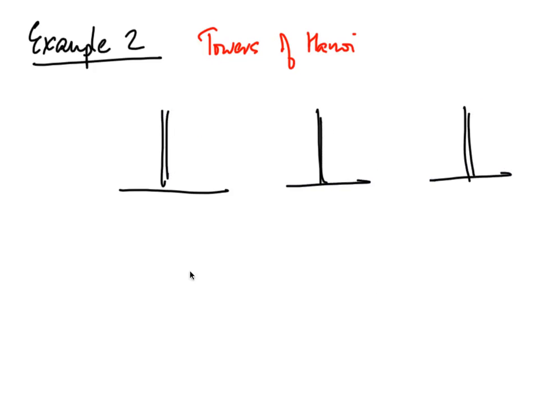So let us call these pegs 1, 2 and 3. Initially you have some collection of disks on one of these pegs, and each of these disks is of a different diameter and they are stacked up in descending order of diameter. The biggest one is at the bottom, the smaller one is above it, and so on. Now the rule is that you cannot put a bigger disk on a smaller disk, and the goal is to take all these disks and move them from 1 to 3.